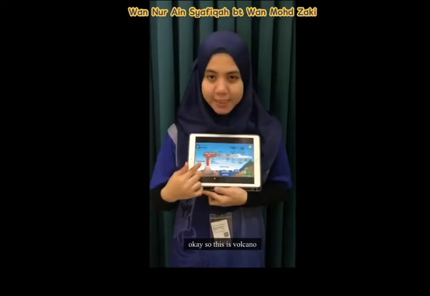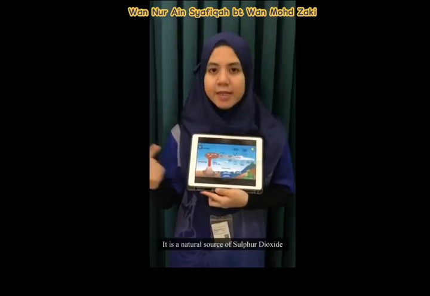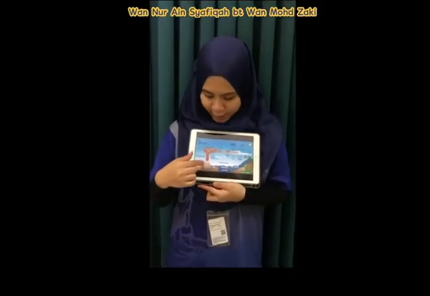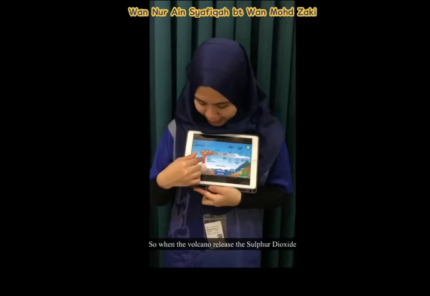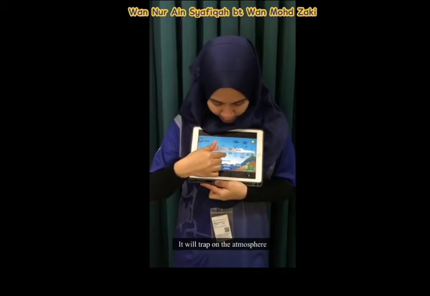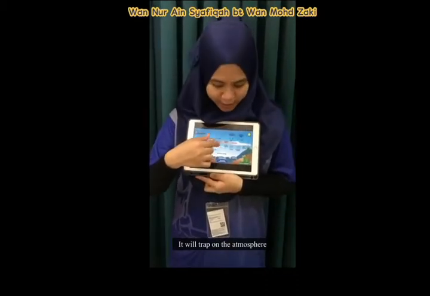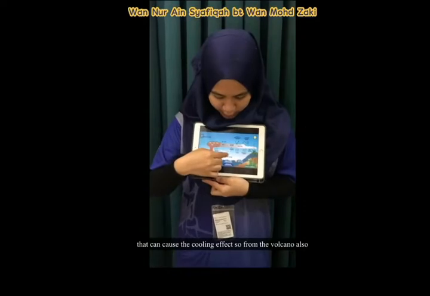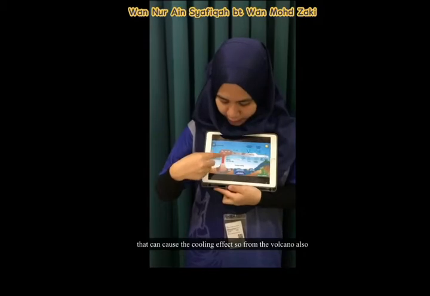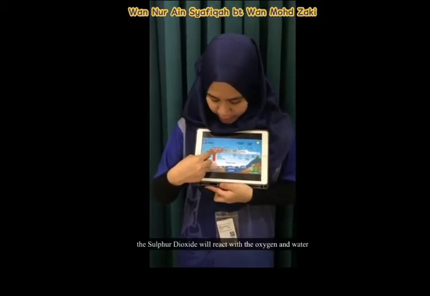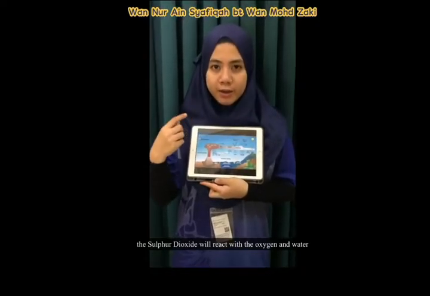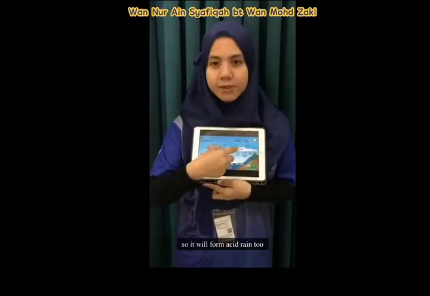Okay, so this is a volcano. It is a natural source that forms sulfur dioxide. So when the volcano releases the sulfur dioxide, it will be trapped in the atmosphere, which can cause a cooling effect. From the volcano also, the sulfur dioxide will react with the oxygen or water, so it will form acid rain too.